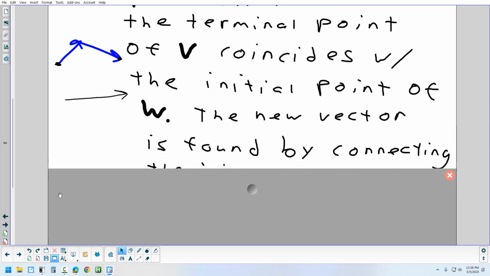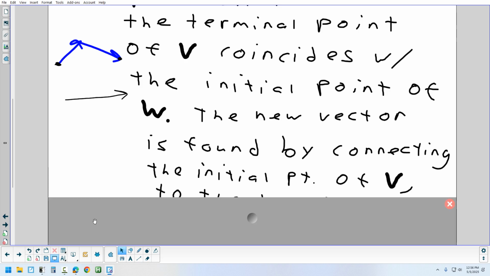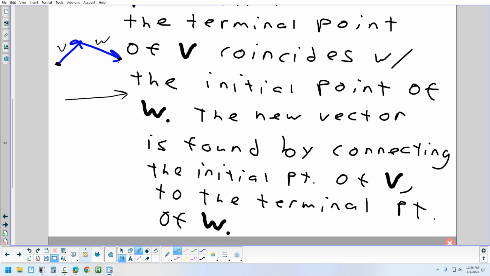Okay, so the new vector is found by connecting the start point. We'll call this V and we'll call that W. Connect the initial point of V to the ending point of W. Wait, the initial point of V is touching W? That's the initial point of V. So connect the initial point of V to the ending point of W. Oh, to draw it? I get it.